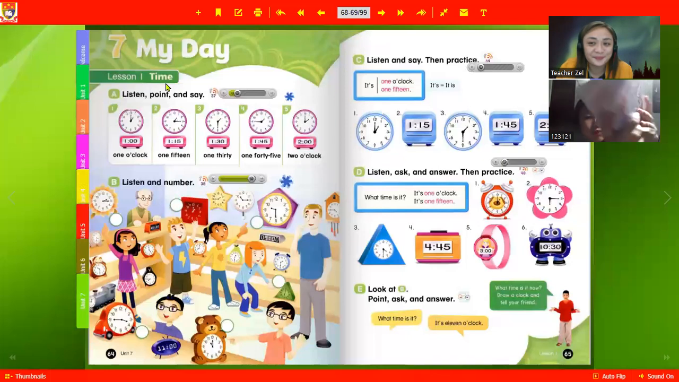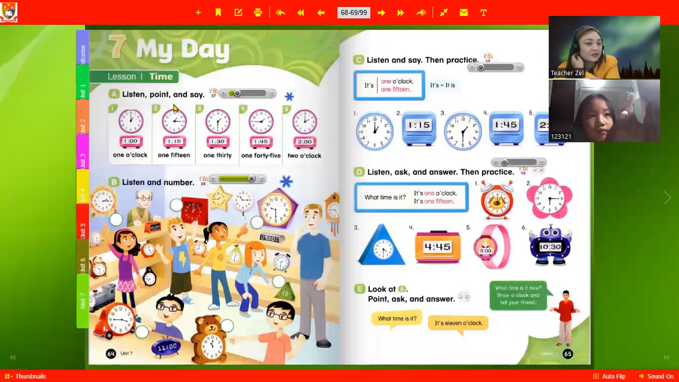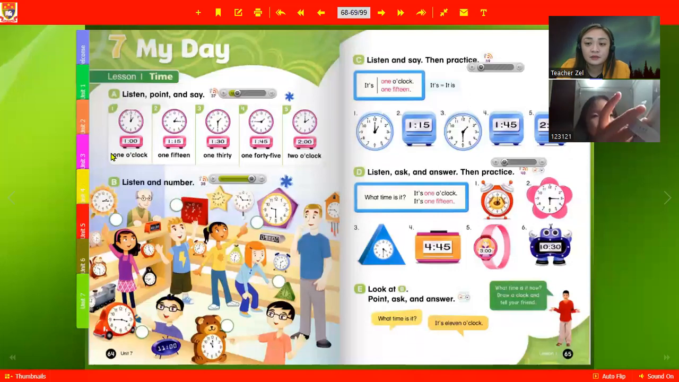Lesson 1, Time. All right. So can you please read the time, Bella? 1 o'clock. 1:15. 1:30. 1:45. 2 o'clock. Yes, 2 o'clock. All right, so good job, Bella.